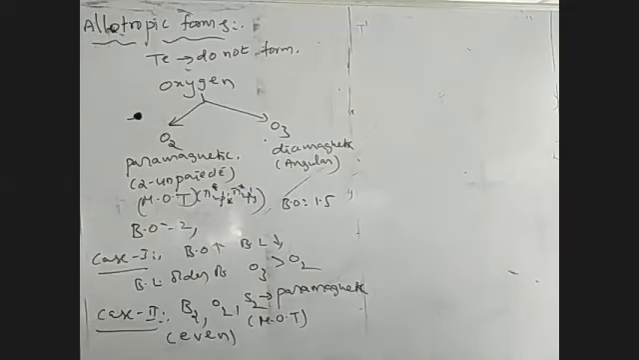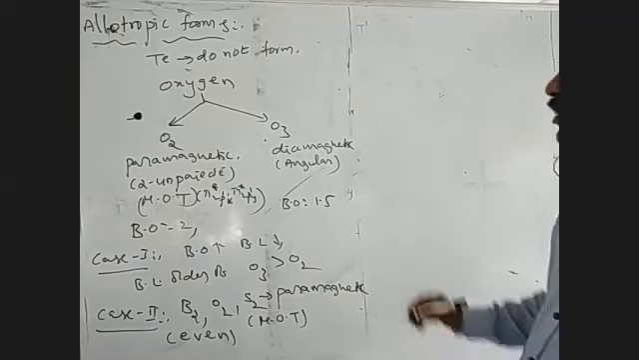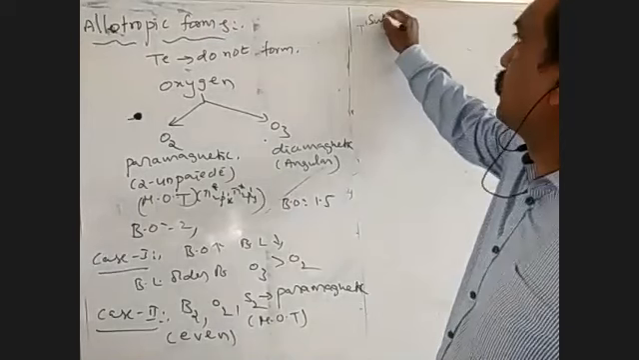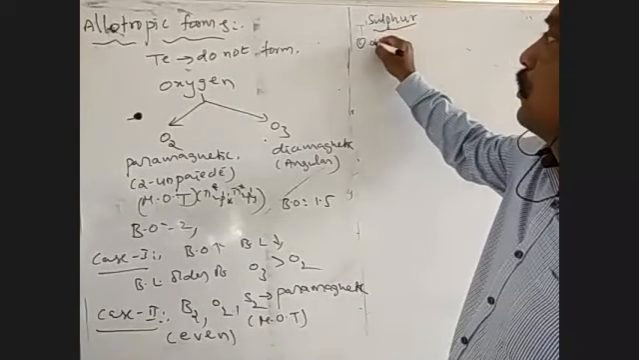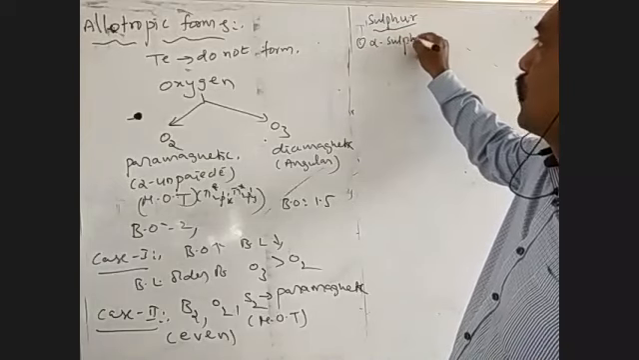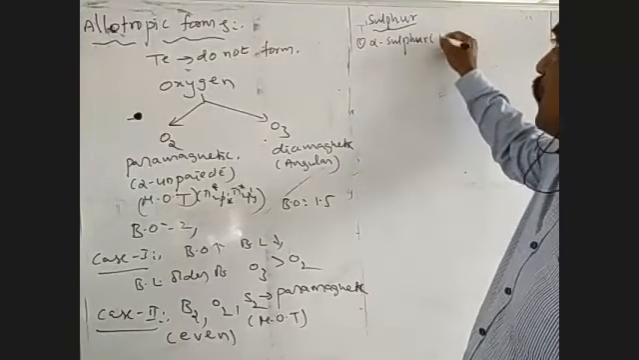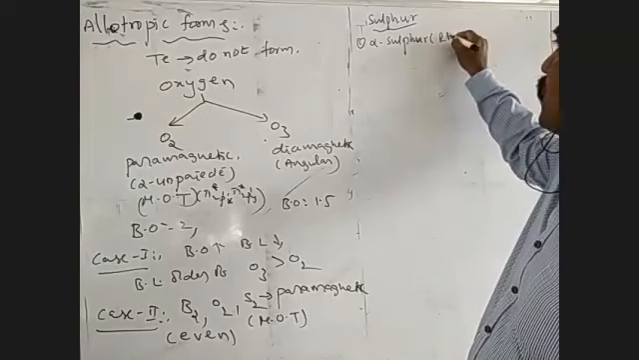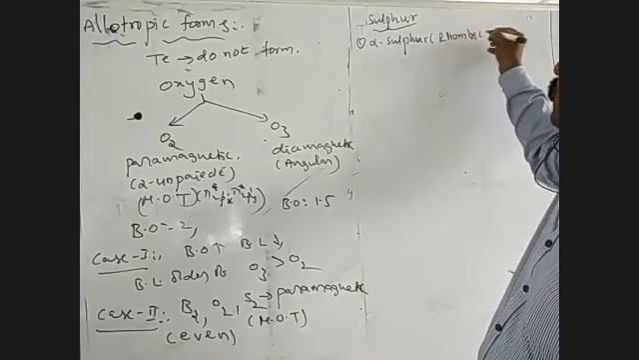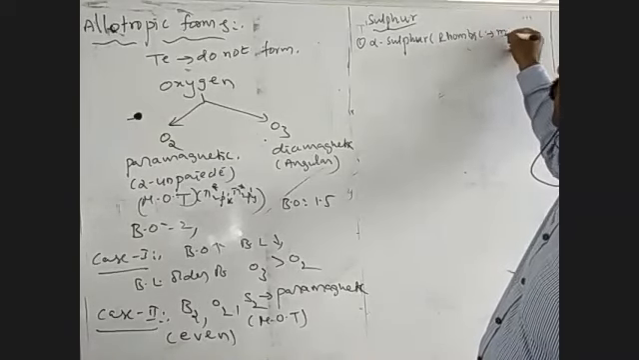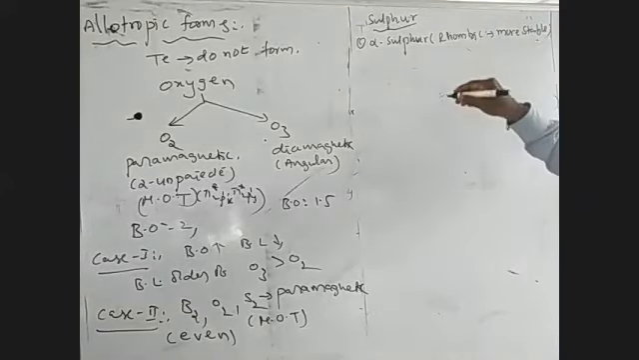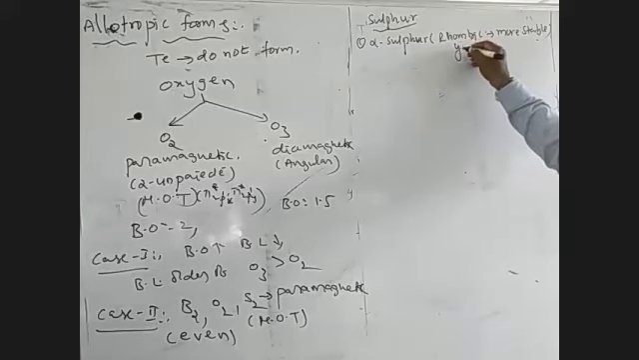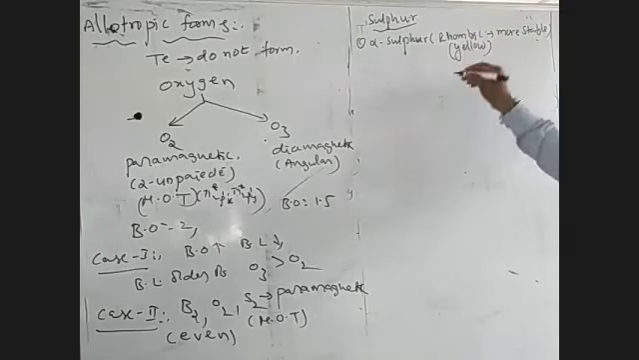These are the allotropes of oxygen. The next one is sulfur. Sulfur forms different types of allotropes. One is called alpha sulfur, also known as rhombic sulfur. Rhombic sulfur is the more stable form. It is also called yellow sulfur.